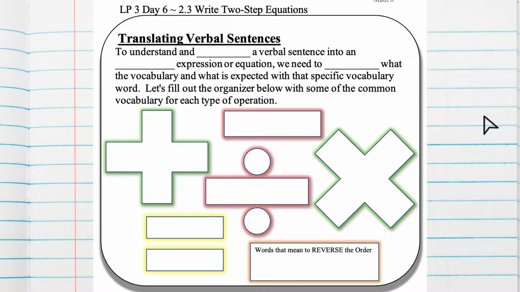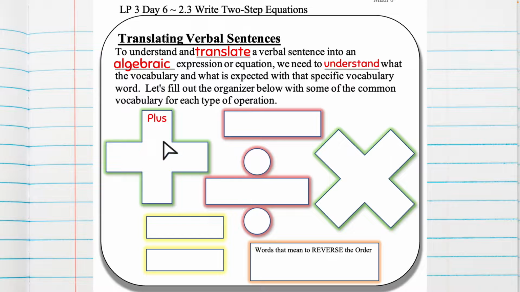All right, so we're going to take a look at this notes page and fill in this graphic organizer. To understand and translate a verbal sentence into an algebraic expression or equation, we need to understand what the vocabulary is and what is expected with the specific vocabulary word. So let's fill out the organizer below with some of the common vocabulary for each type of operation. Hopefully we can see there's a plus sign, minus, division, multiplication, equal sign, and a spot at the bottom that says words that mean reverse the order.